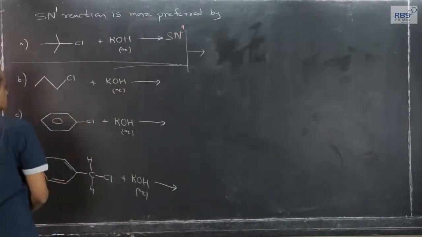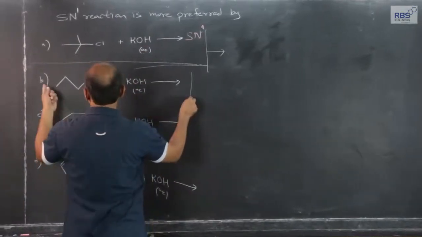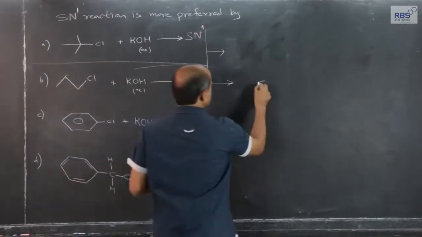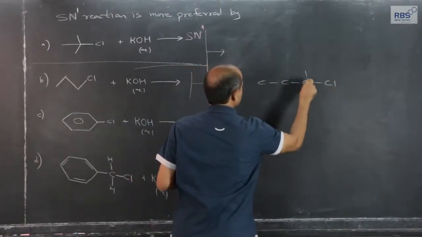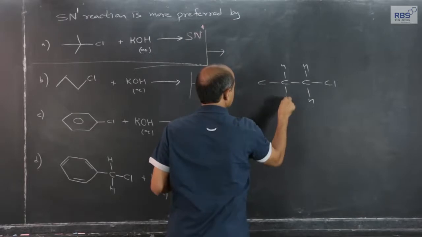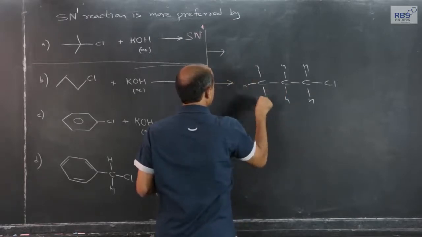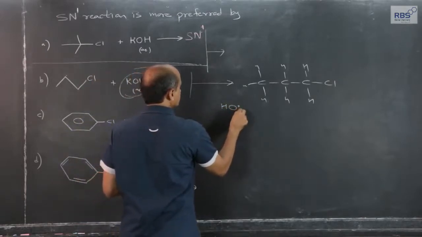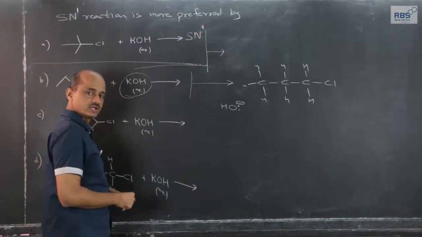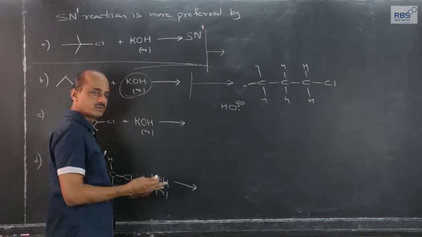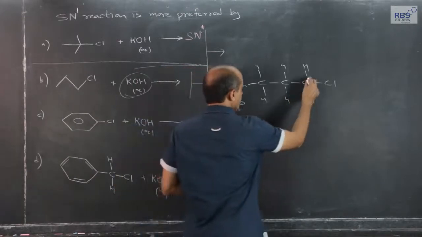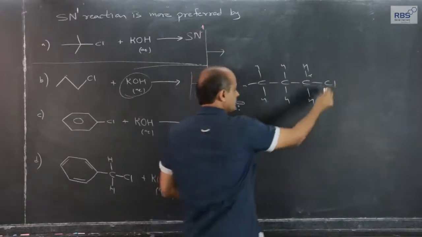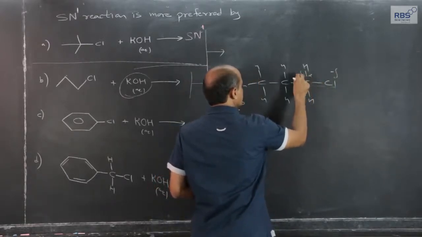What about this? Now, let us consider option B, carbon 1, 2, 3. This is N-propyl chloride, 1-chloropropane in IUPAC. This when reacted with an aqueous solution of KOH means free OH minus ions from KOH. In water, KOH will be present in the form of K plus and free OH minus ions. This is the alpha carbon. The carbon-chlorine bond is polar as usual, delta negative charge on chlorine, delta positive on carbon.